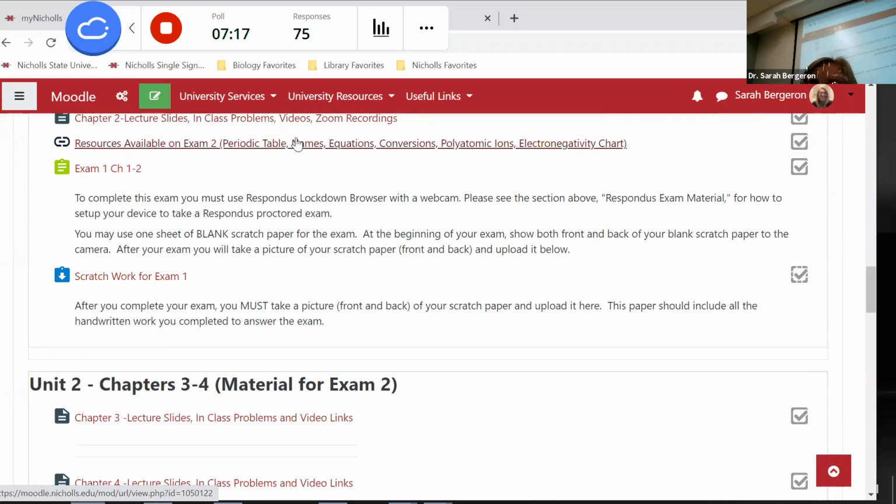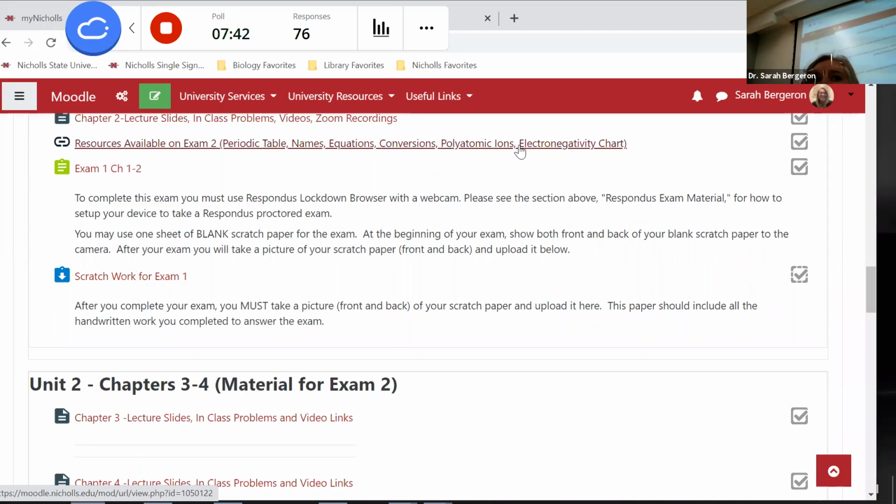Resources available on exam 2: you have the periodic table, the names, the equations, the conversions. That's what you had last time. In addition to that, I added to the end of it polyatomic ions and an electronegativity chart. Any questions about that? Any other exam related questions?